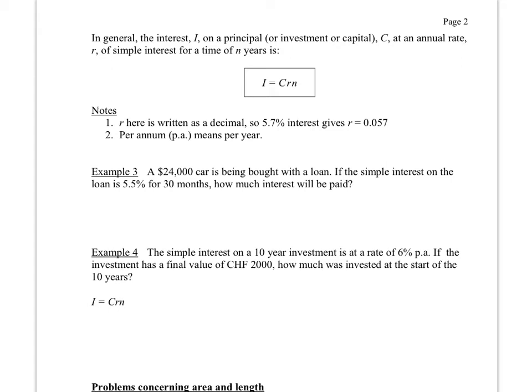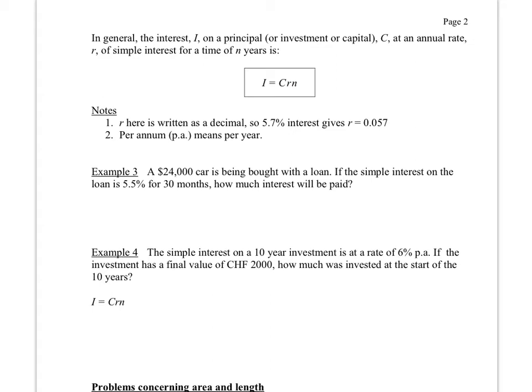So, in general, if you want to calculate the interest that you need to pay on some kind of principal, the original amount that's invested or borrowed, that value is called C. And if R is the simple interest rate for a time of n years, then the interest you get by doing C, the amount invested, times R, the interest rate, times n, the number of years.